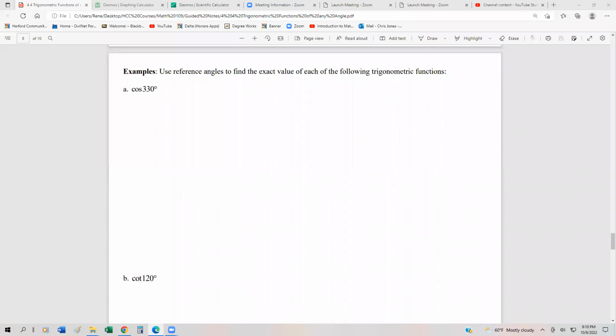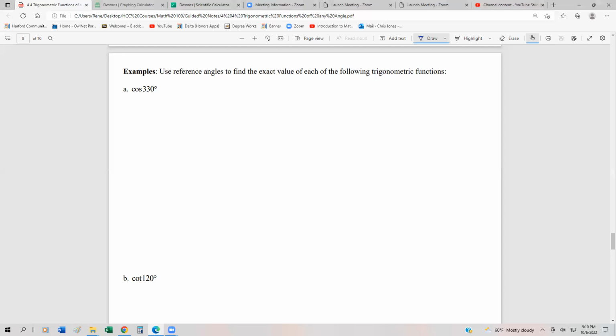In this last video for this section, we're going to use reference angles as well as the signs of the trigonometric functions to evaluate the value of a trigonometric function at a specific angle. And remember, a reference angle is the angle formed with the x-axis that basically completes that angle, with respect to where it terminated in the quadrant.